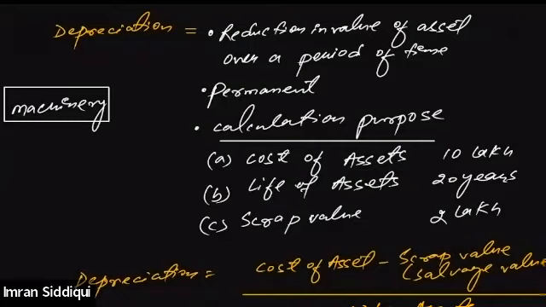What I told you, I just covered the meaning of the depreciation wherein I said depreciation is the reduction in the value of the asset over a period of time. Depreciation is permanent, and in order to calculate depreciation, we need to have at least 3 information about the asset. Like we need to have some information about the cost of asset, we should know the life of asset, and we should also have the salvage value or the scrap value of the asset. Unless and until these information are available, you won't be able to determine the depreciation.